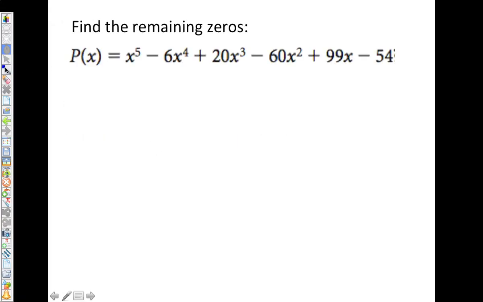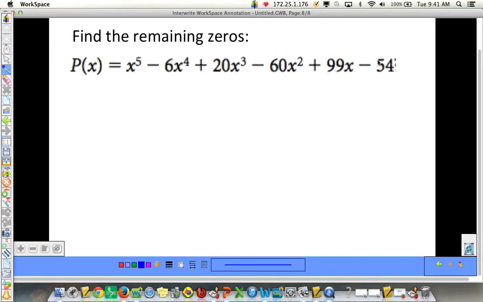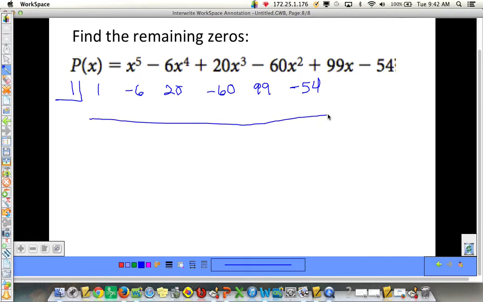So it says find the remaining zeros. Here's our polynomial. Our first zero was 1. So I'm going to take this and use synthetic division. So 1, negative 6, 20, negative 60, 99, and negative 54. You want to write all those terms in a row. And remember, in synthetic division, you drop down the first number and you get 1. Multiply, you get 1. Add, you get negative 5.